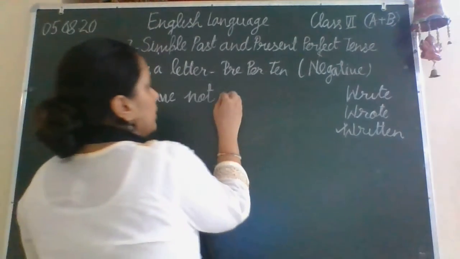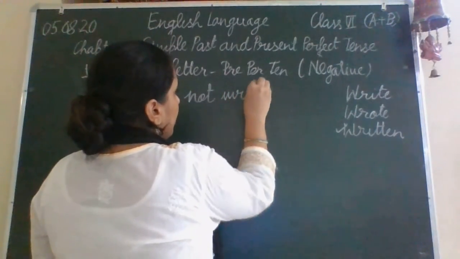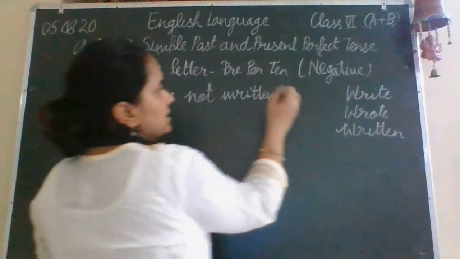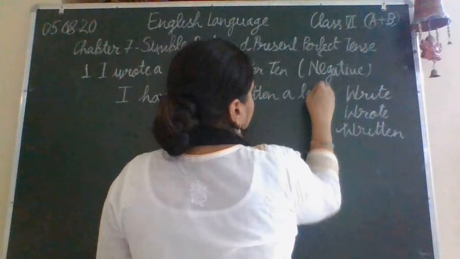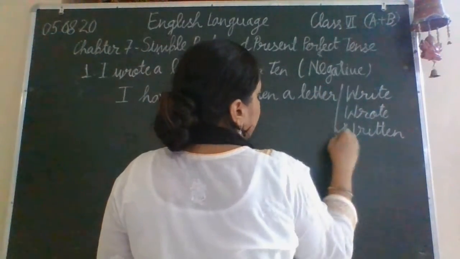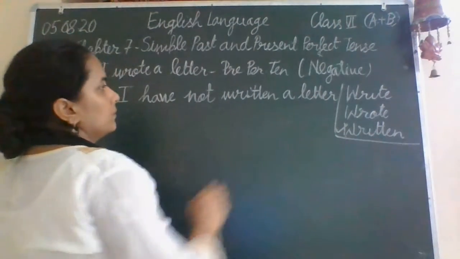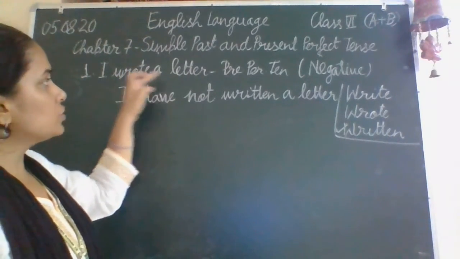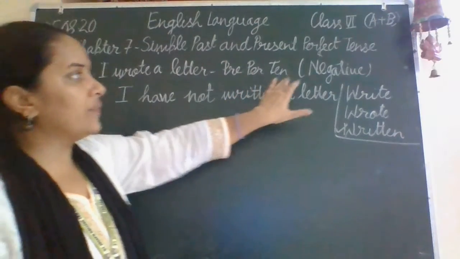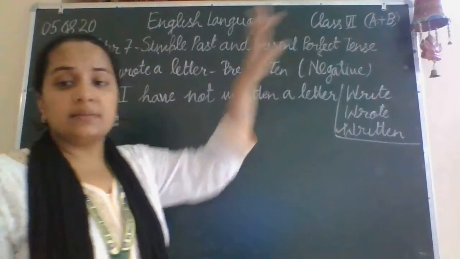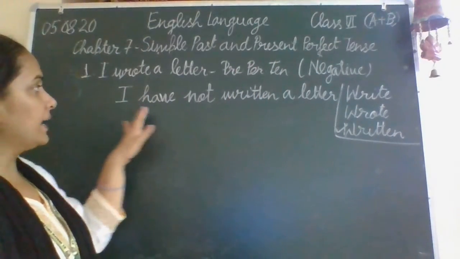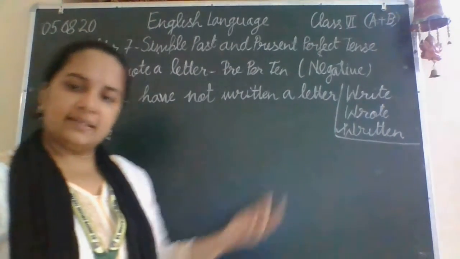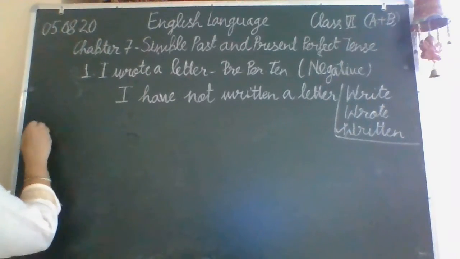So now we will write here written, and the object is a letter. So when we have to change I wrote a letter into present perfect tense with negative, that will give you the sentence I have not written a letter. Let's take another example.